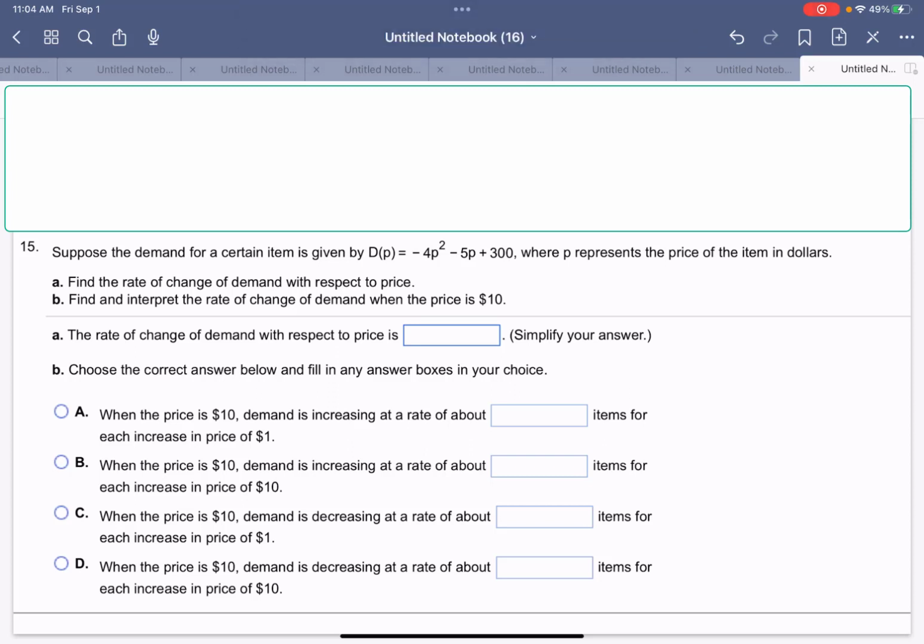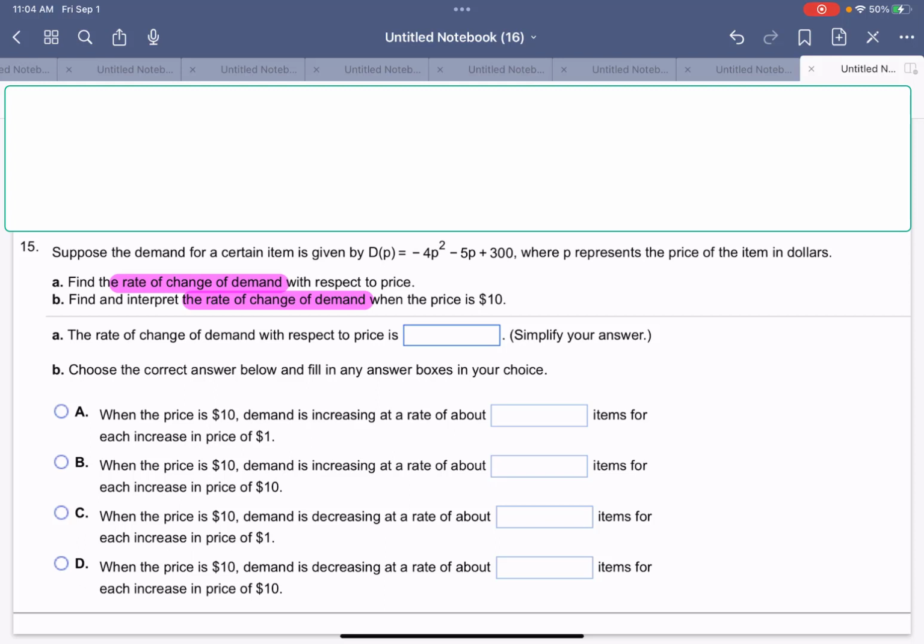Number 15. Suppose the demand for a certain item is given by D of P equals negative 4P squared minus 5P plus 300, where P represents the price of the item in dollars. Find the rate of change of demand with respect to price and interpret the rate of change of demand. Now you'll notice they do not say the average rate of change. So what they're talking about here is the instantaneous rate of change, or the derivative.